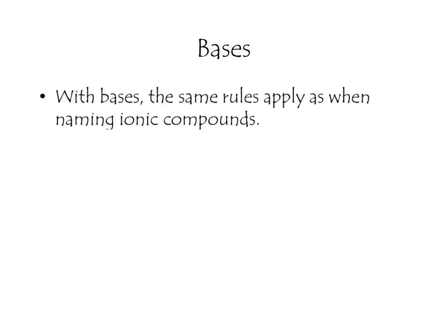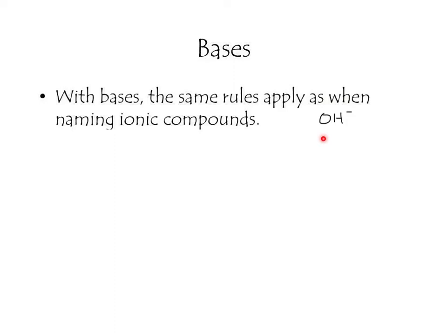Okay, so what about bases? How do we know what a base is, and how do we name them? Well, first and foremost, bases are, again, ionic compounds. Typically the one thing that indicates it's a base is the polyatomic ion OH-, which is hydroxide. If you see hydroxide, it is a base.